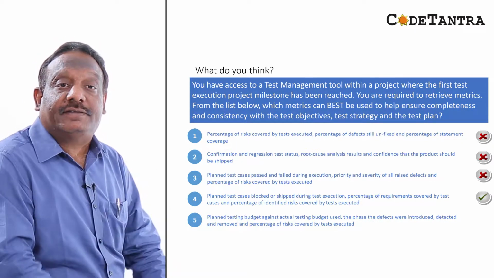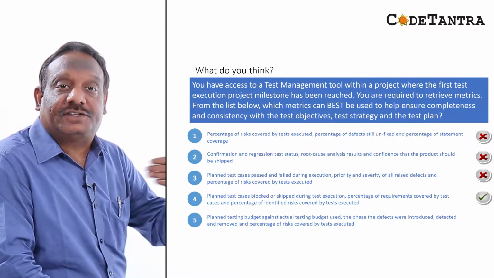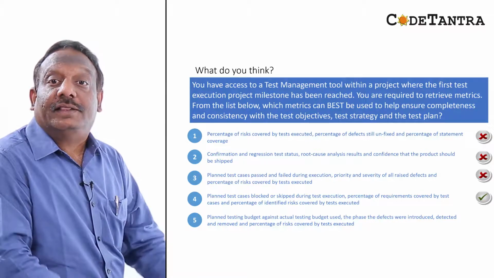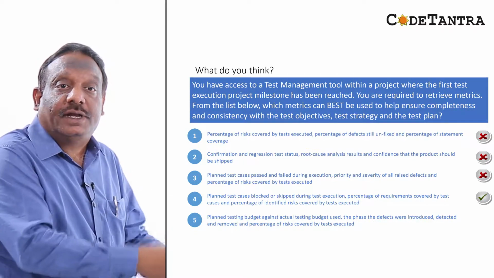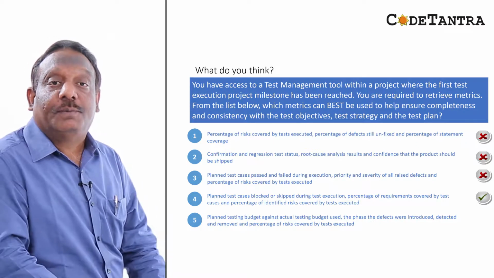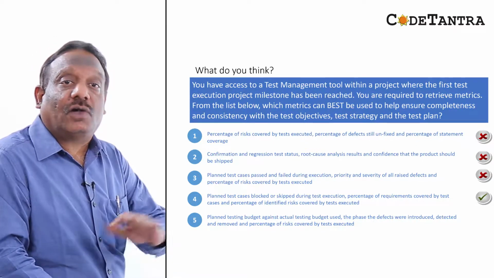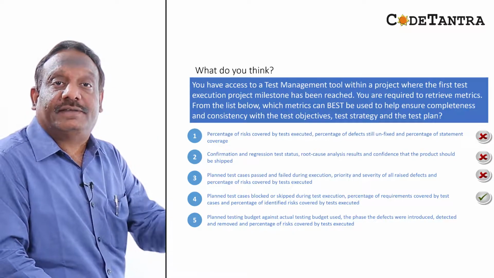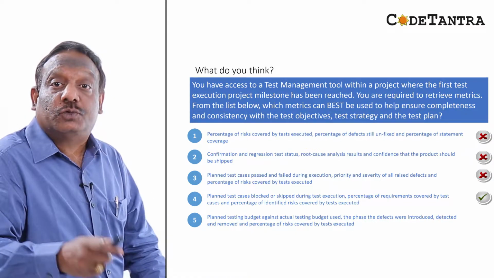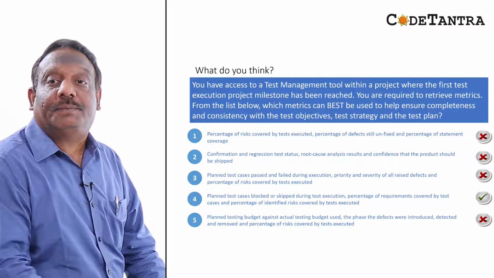The fifth point is planned testing budget against actual testing budget used, the phase in which defects were introduced, detected and removed, and percentage of risks covered by tests executed. Not all the 3 will talk about completeness and consistency from the metric standpoint. So it is again a false statement.